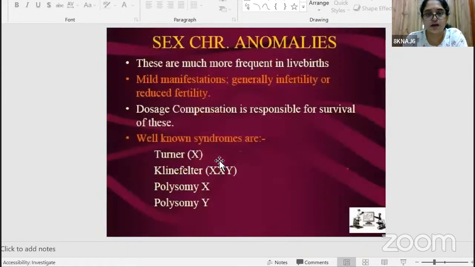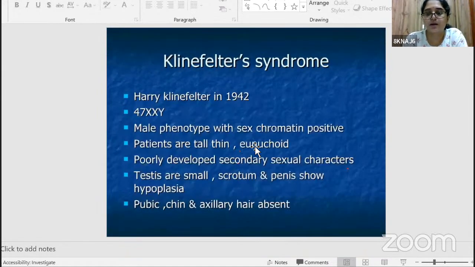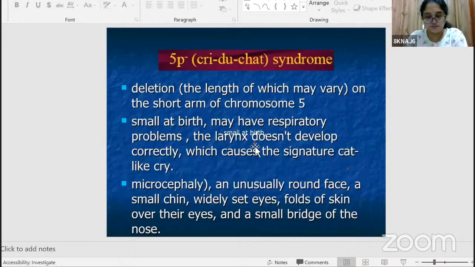I will send you the PowerPoint. Anyway, when it comes to dysmorphology, how do you assess if at all a child has any kind of genetic disorder?